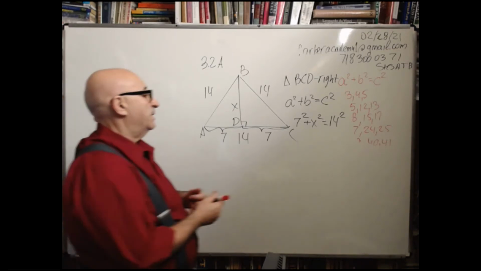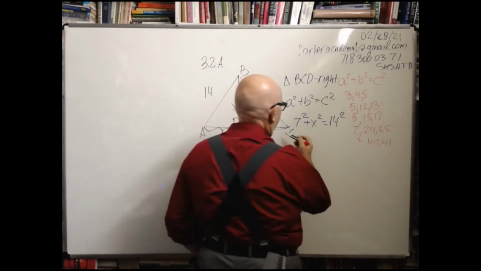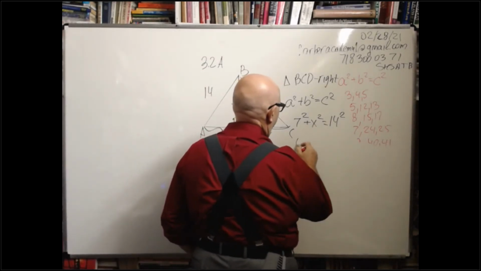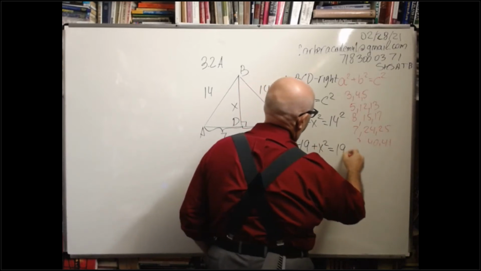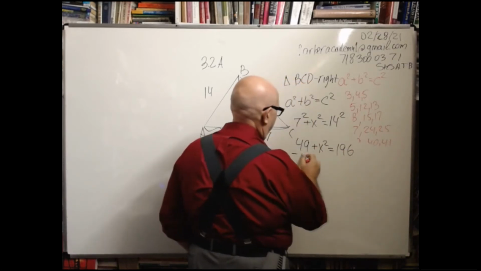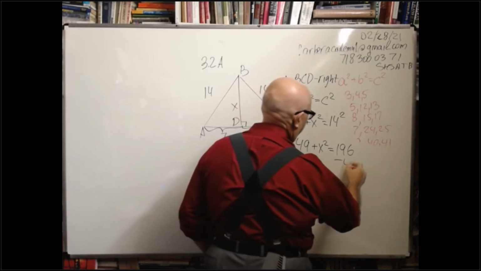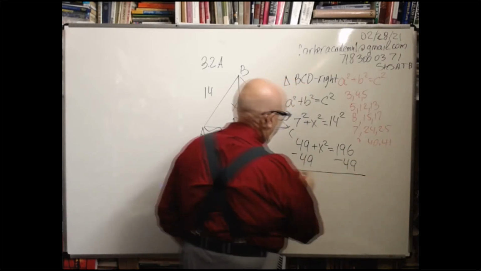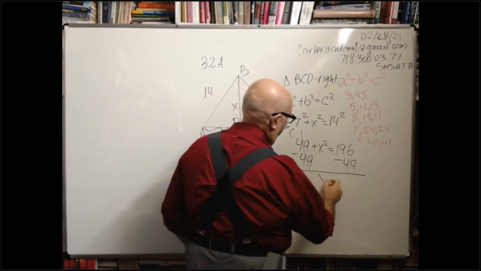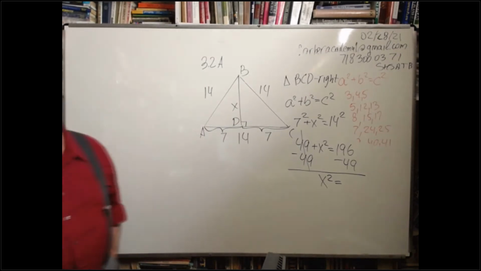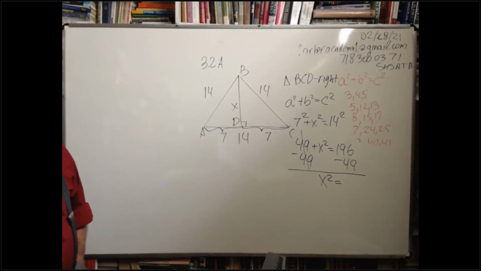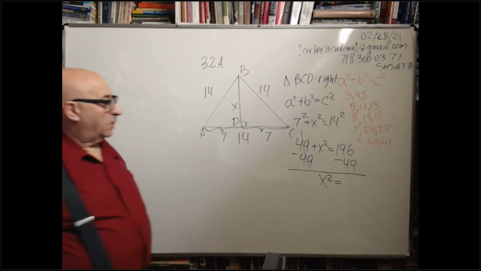Okay. Quadratic equation. 49 plus x to the second equals 196. Minus 49 and minus 49. Cancel out x to the second and subtract these two numbers. After subtractions, what are you getting? 147, right?